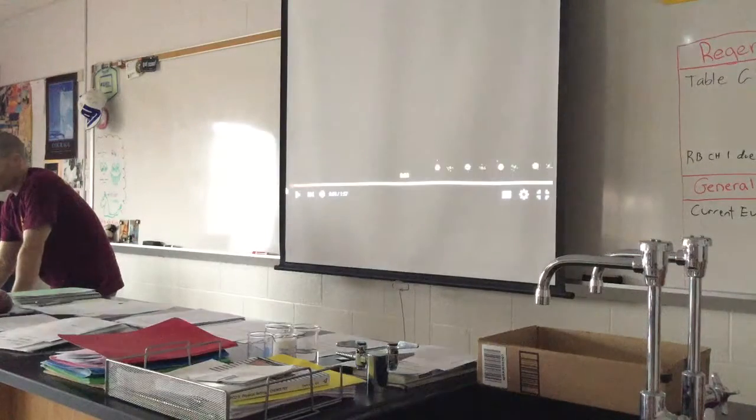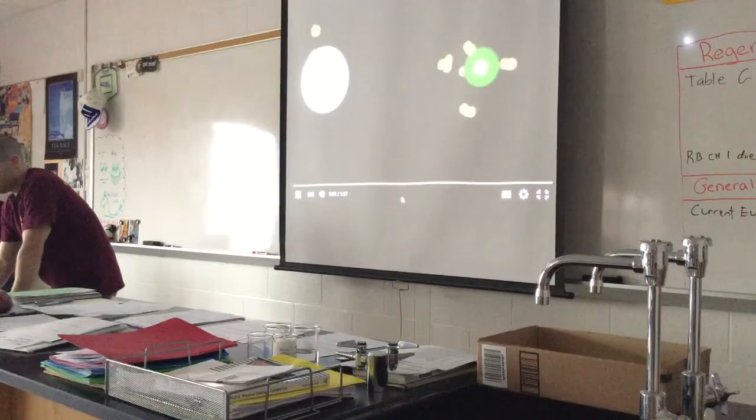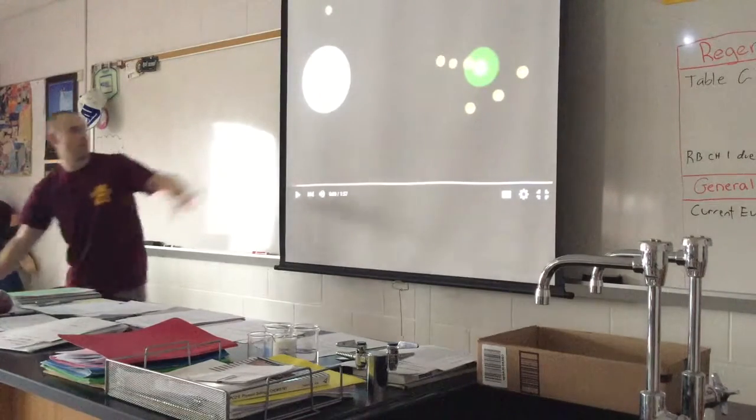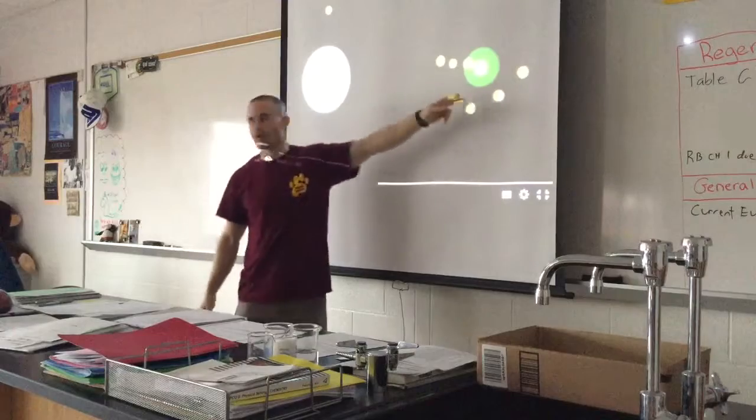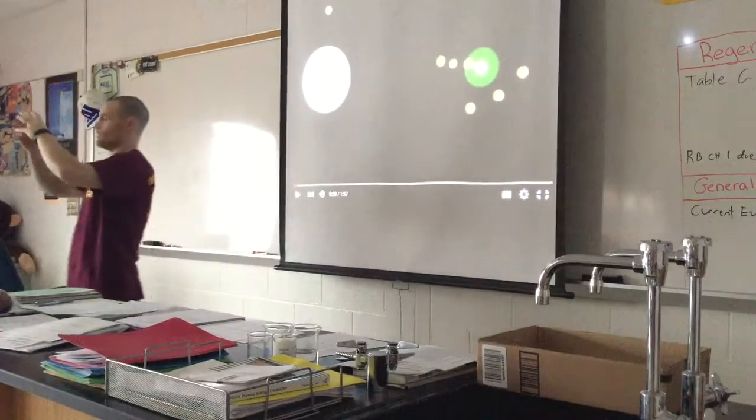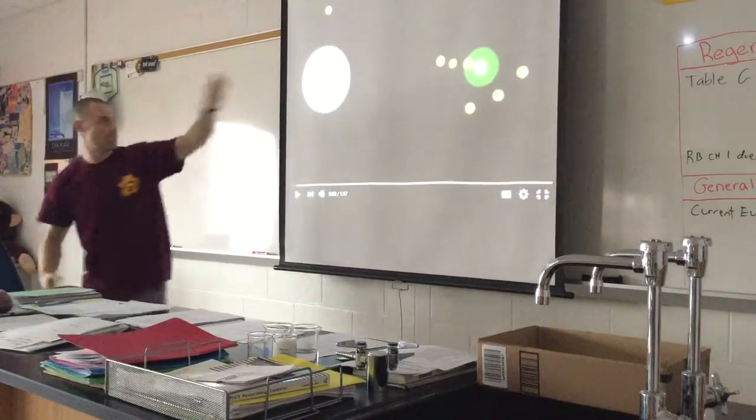Watch the beginning again. Ionic bonding occurs between two... The white one is sodium, and the green one is chlorine. So you have Na and Cl coming together to make NaCl. That's an ionic bond. Metal, non-metal.